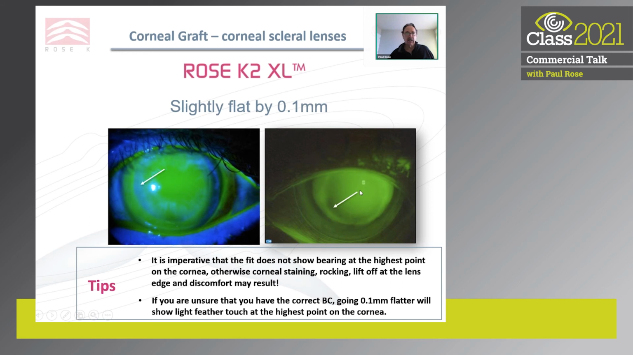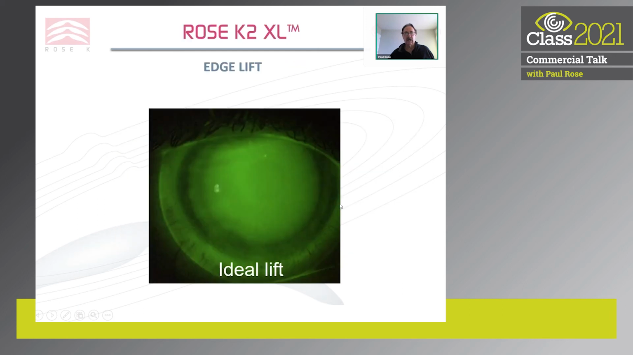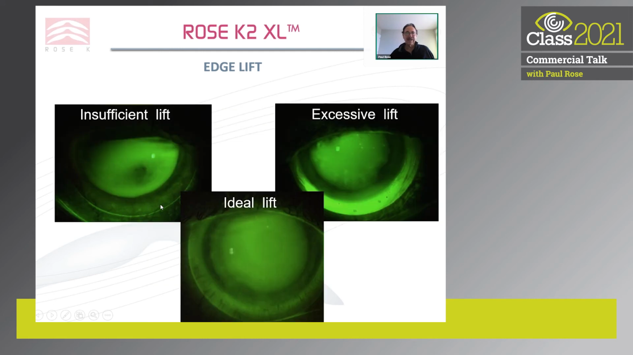We completely forget about what's happening to our central fit here. We only judge what's happening along the edge of the graft. And this is now moving to the edge lift. What I'm trying to establish is a nice edge lift that shows nice fluorescence underneath the edge of the lens. This is too tight, that's getting too open, and that is absolutely ideal.